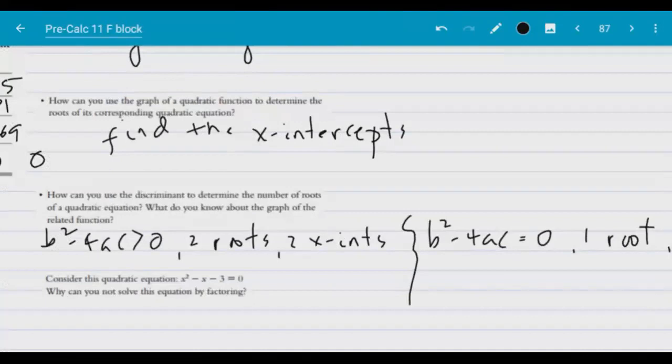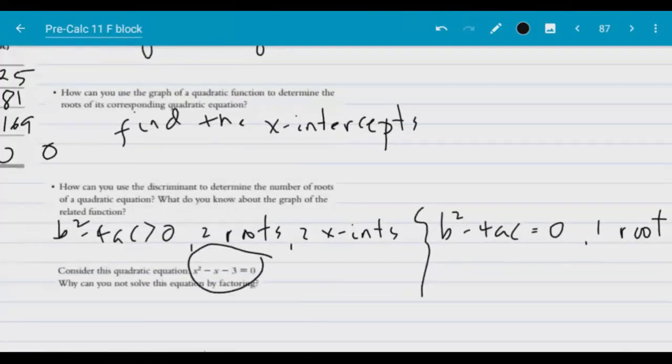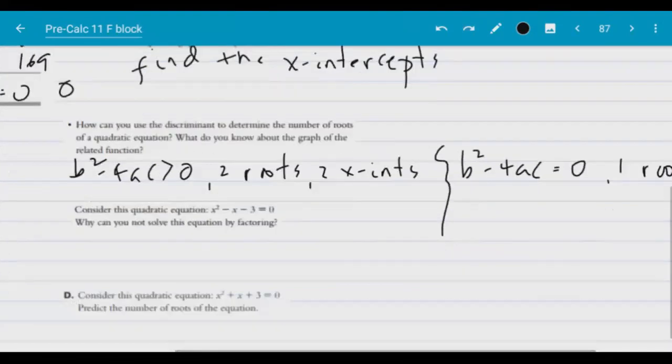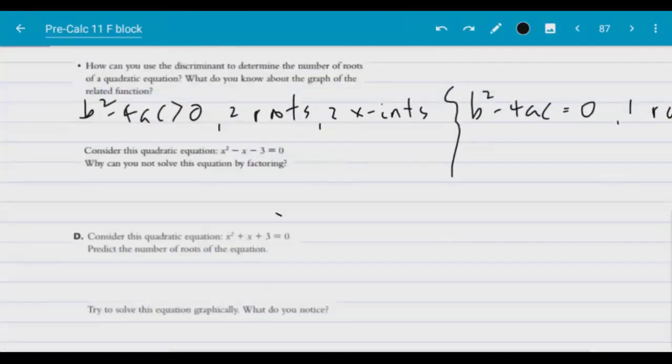So we have this equation this time. Why can you not solve this by factoring? Because you cannot find 2 numbers that multiply to -3 and add up to -1 over the integers. You can solve it using completing the square or the quadratic formula. You will see that the answers would be about 2.3 and -1.3. Well, let's look at this one.